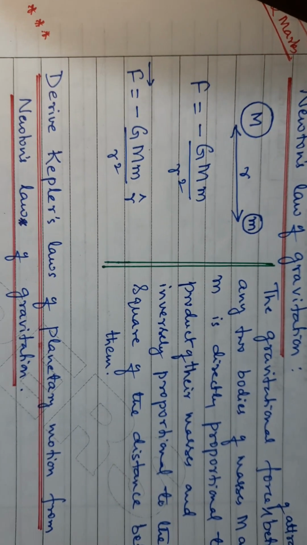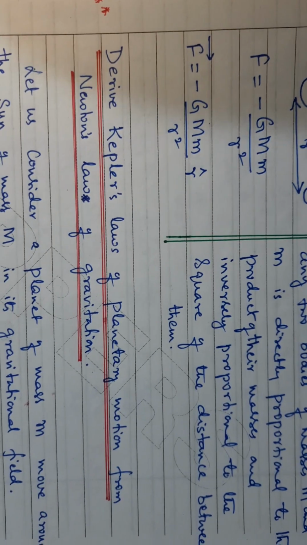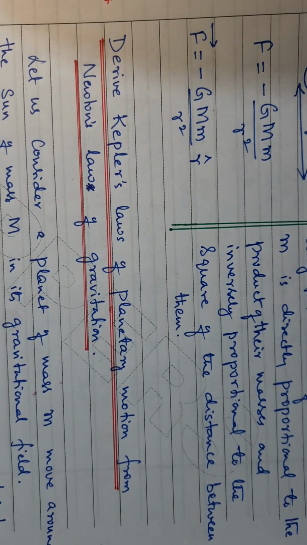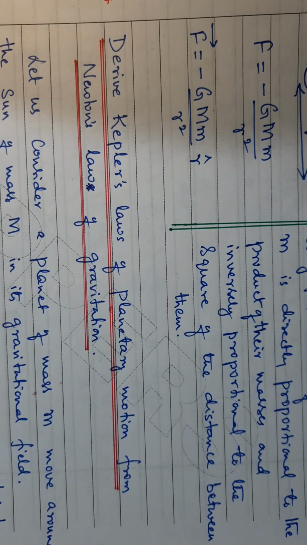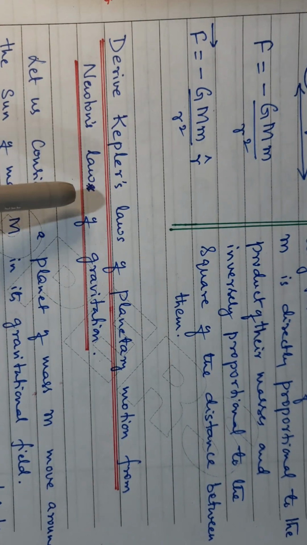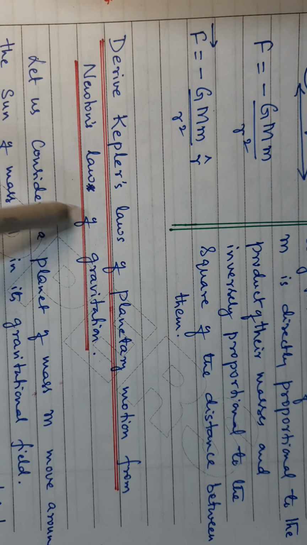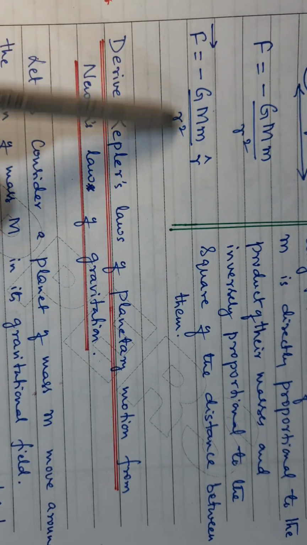Now we are supposed to take up a very important concept, that is, derive Kepler's laws of planetary motion from Newton's law of gravitation. Using Newton's law of gravitation, we will derive Kepler's laws of planetary motion, all the three laws, of course: first law, second law, and third law. To consider that, first we have to think about Newton's law of gravitation. We are already aware of this.